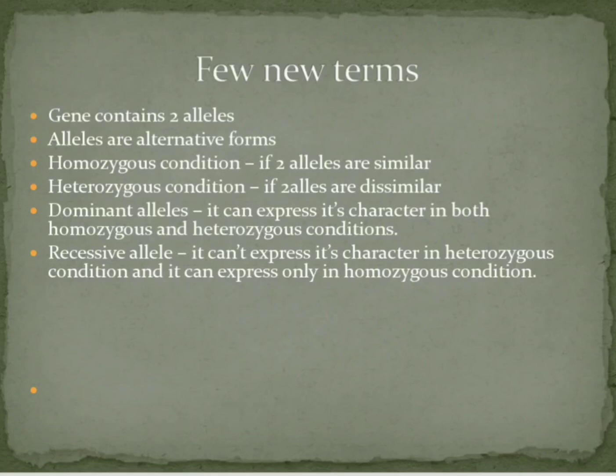These alleles are of 2 types, dominant as well as recessive. A dominant allele can express its character in both homozygous as well as heterozygous conditions, so one allele is enough to express its character. Whereas the recessive allele cannot express its character in the heterozygous condition. It can express only in the homozygous condition; it can't express its character if only one allele is present. Both alleles should be present, then only it will express.